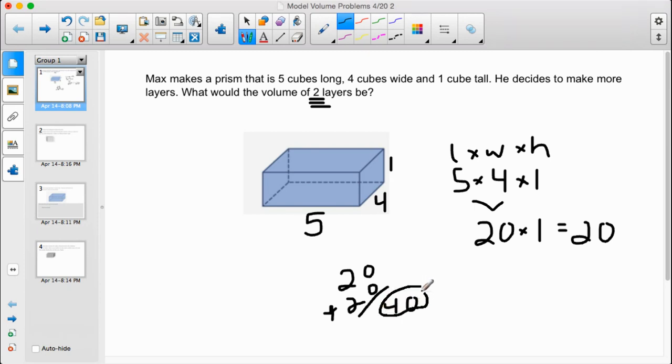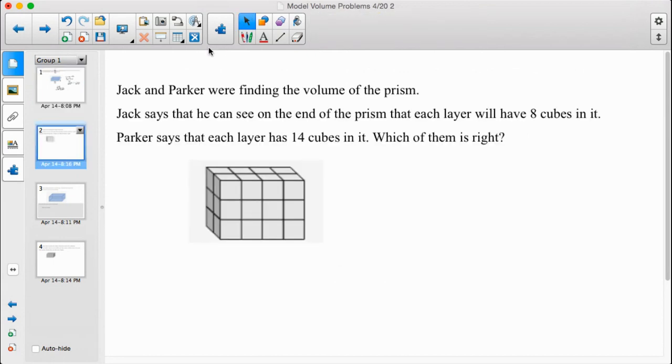So the trickiest thing about this is just making sure you pay attention to how many layers they want. You will see a problem exactly like this this week, except I changed all the numbers. If it asked for 3 layers, you would have done 3 groups of 20. If it asked for 4 layers, you would have done 4 groups of 20. All right, let's do one more for today. This is another type of problem that you will see sometime this week.